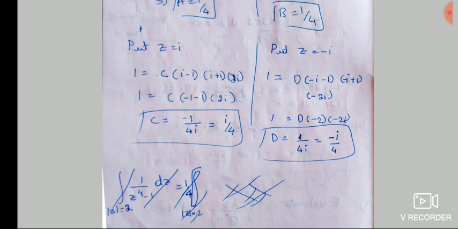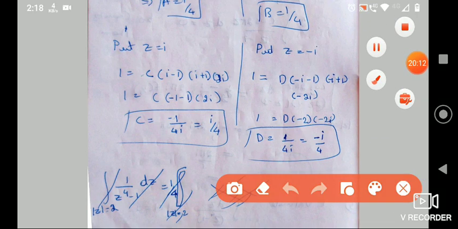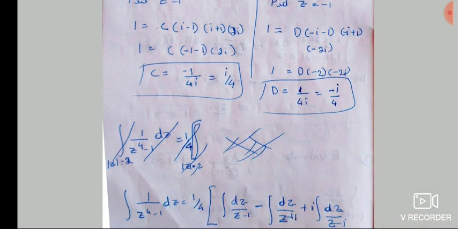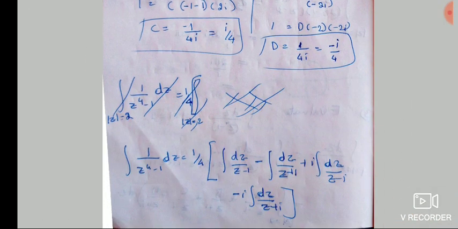Okay, I'll just tell one thing here. See here, we got c is equal to minus 1 divided by 4i. But what is 1 by i? 1 by i is minus i. So when it goes up, it became plus. That is minus 1 by 4i became plus i by 4. The same thing for d. It was 1 by 4i. When i went to the numerator, it became minus i. So minus i by 4. We got all the values of a, b, c, d.